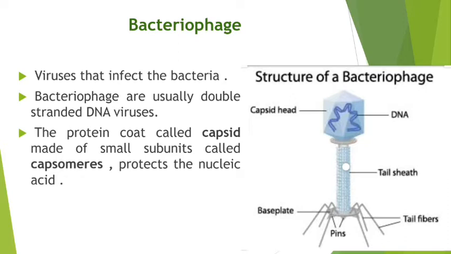I hope that you came to know about the structure. So ultimately we should know what type of nucleic acid is present in bacteriophage. It is double-stranded DNA. Then the protein coat is given a name, that is capsid. Clear?